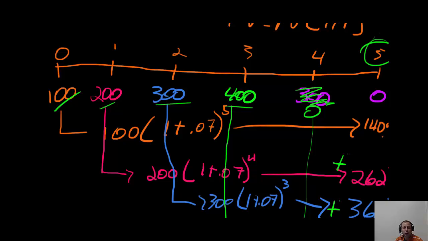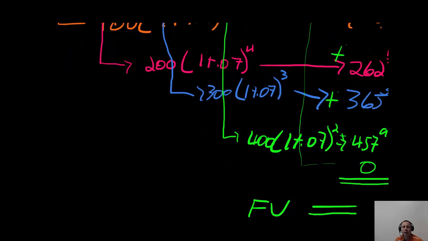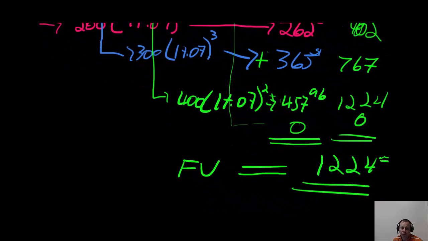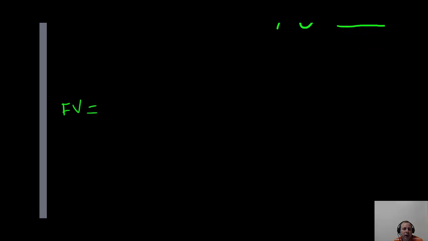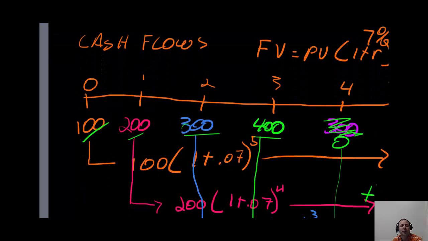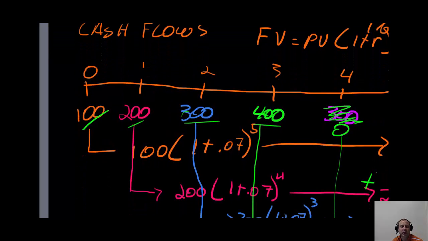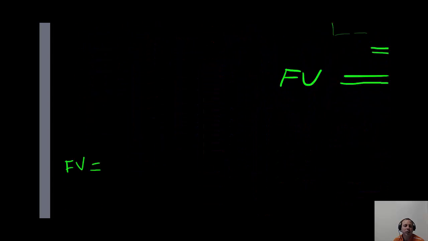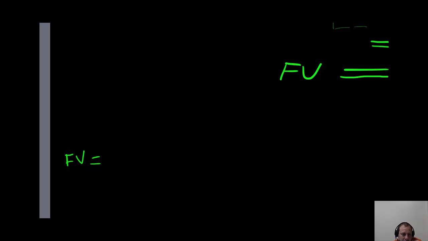1, 2, 3, 4, 5. And when I add them all up together, I get 1224. In a separate lesson, I'm going to show you how to do this using a calculator, but for now, let's talk about what this equation looks like. The future value looks nothing more than adding up each one of these, this guy plus this guy plus this guy. And so our future value equation looks very much like those series.